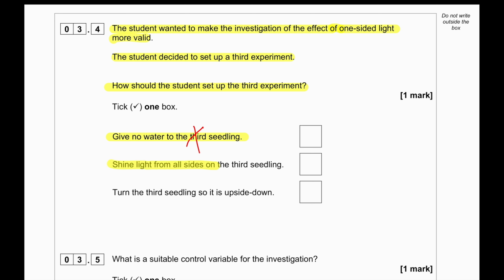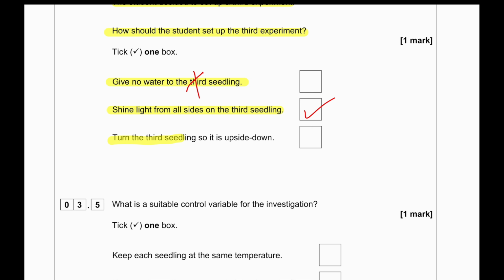Shine light from all sides on the third seedling. Yes, so this is also another control, that the effect of light from all directions will not cause the plant to bend. The third point, turn the third seedling upside down. Making it upside down will not show phototropism, but rather will show the effect of gravity.